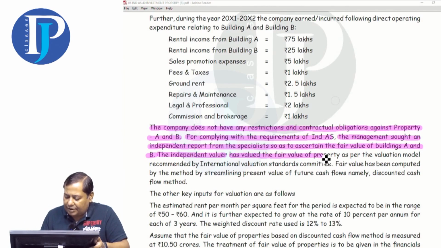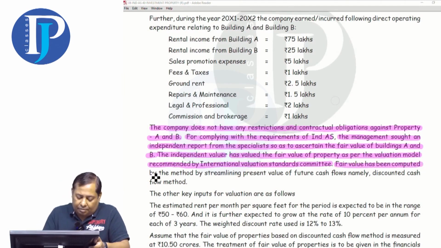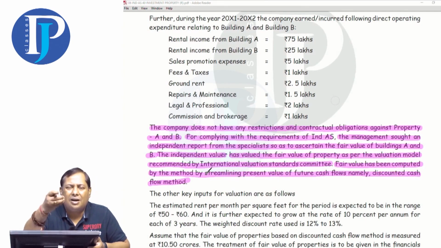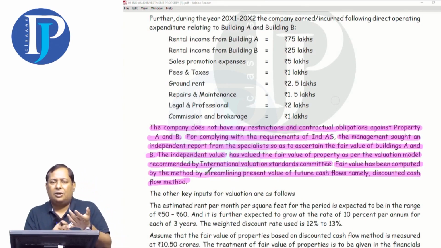The valuer has valued the fair values of the property as per the valuation model recommended by the International Valuation Standards Committee. Everything's fine. The fair value has been computed by the method of present value of future cash flows, namely discounted cash flows. I have told you so many stories within a story for this.